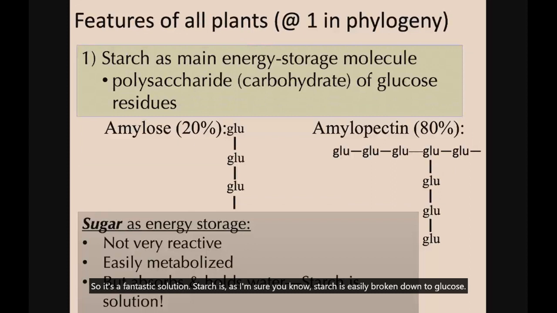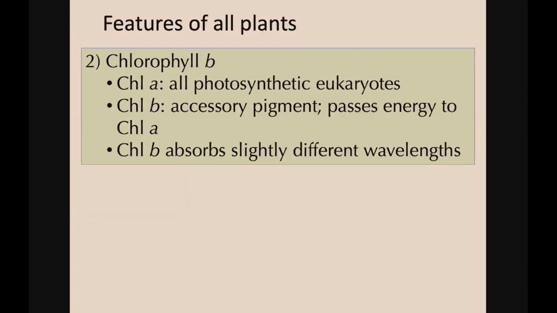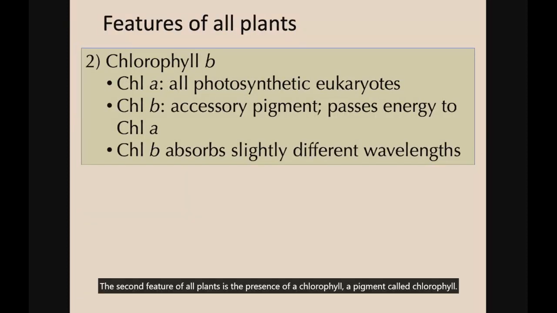Starch is, as I'm sure you know, easily broken down to glucose. This is something that anybody dealing with diabetes knows very well. Starch is very easily broken down to glucose. All right. The second feature of all plants is the presence of a chlorophyll, a pigment called chlorophyll B.